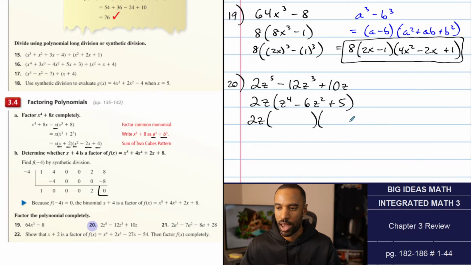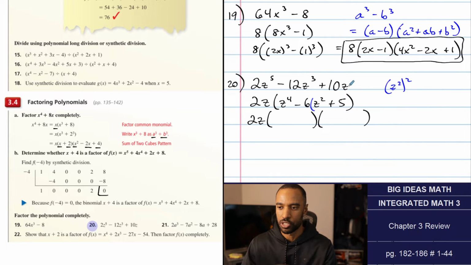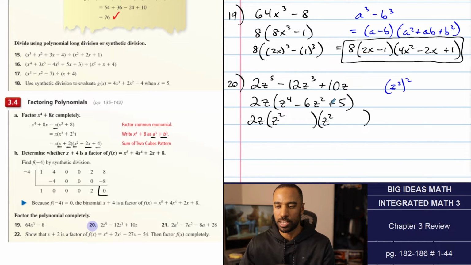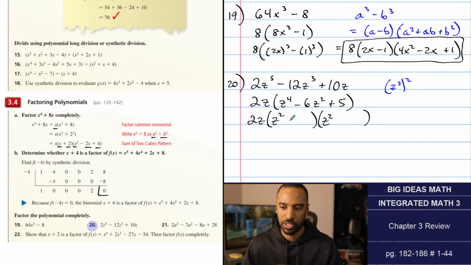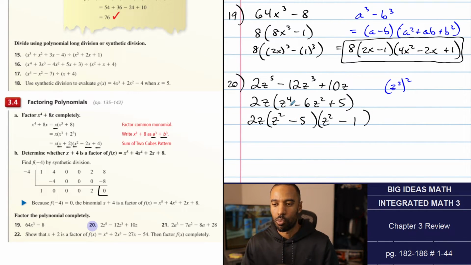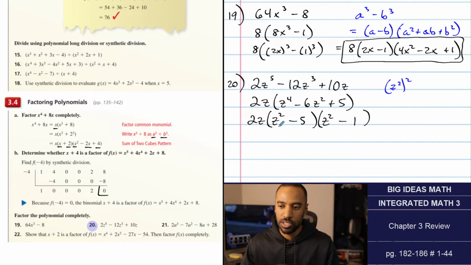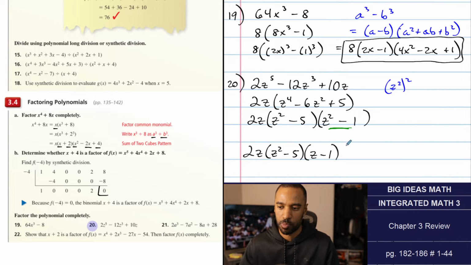This is not a quadratic, but it is in quadratic form. Z to the 4th can be represented as z squared squared, and this in itself is z squared. So treat whatever you would as just z's in your factorization now as z squareds, if you will. And as you would do if they were just z's, we're trying to find two numbers that multiply to 5 and add to negative 6. Those are negative 5 and negative 1. We would be done with factoring if there was no more to factor. However, this, not this one, this is not a difference of two squares. This is a difference of two squares, and that factors into z minus 1 times z plus 1. It's one of those special cases.